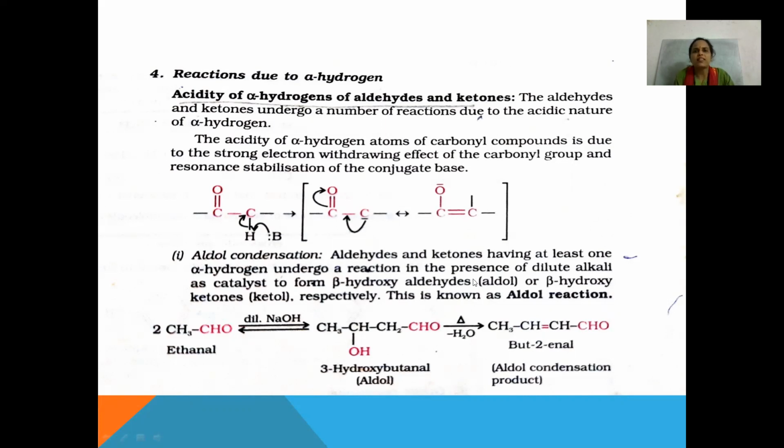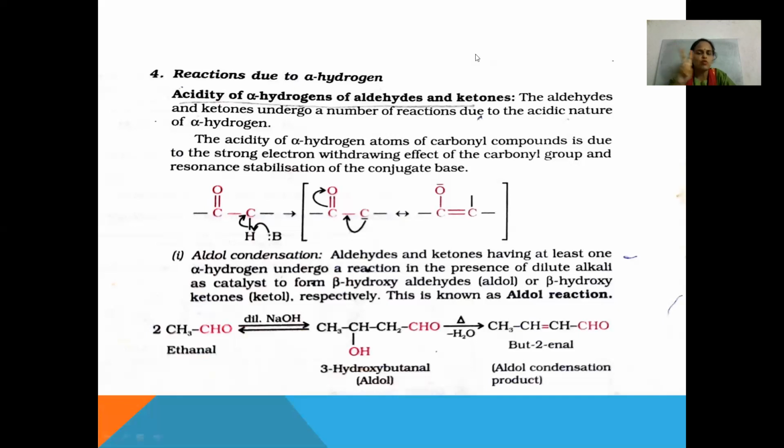So aldehydes and ketones containing at least one alpha hydrogen atom in them, in presence of a base, dilute alkali that acts as a catalyst, result in the formation of beta hydroxy aldehydes called aldol, or beta hydroxy ketones, ketol respectively, and this is known as aldol condensation reaction. So 2 moles of ethanal, this is plain aldol condensation reaction.